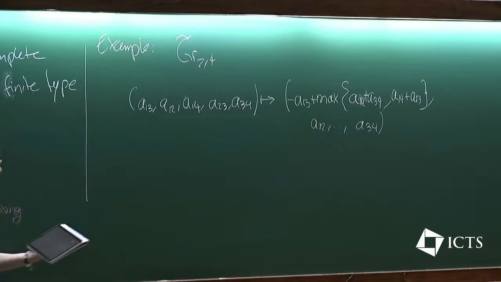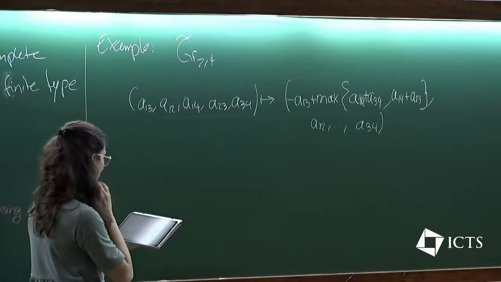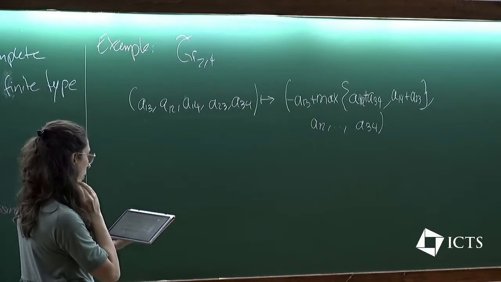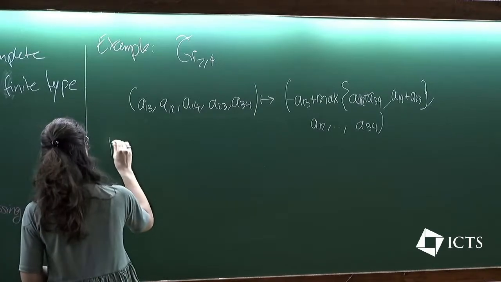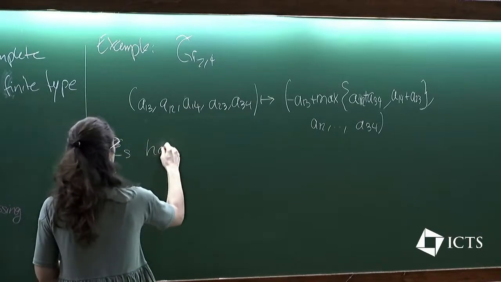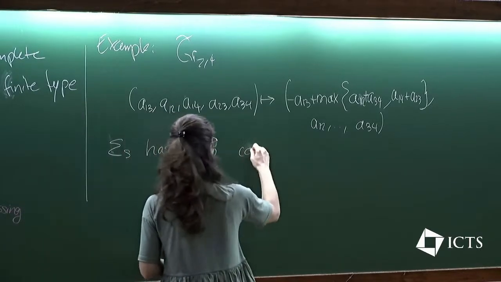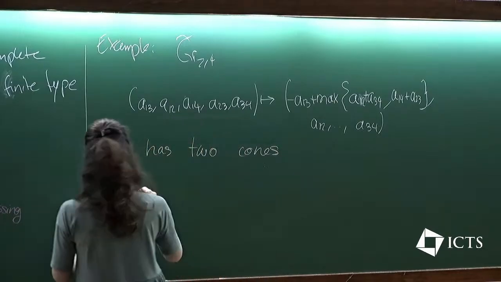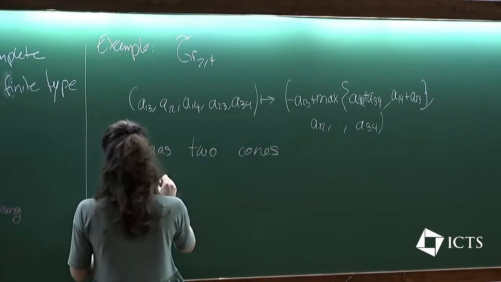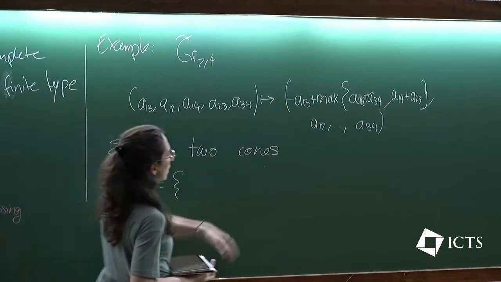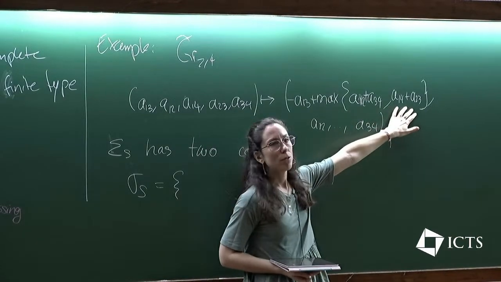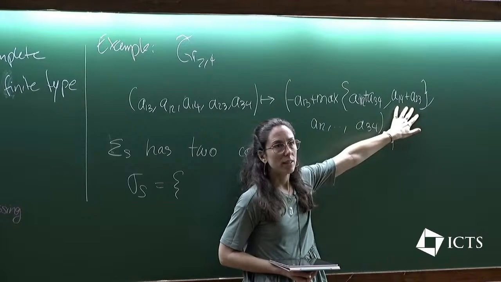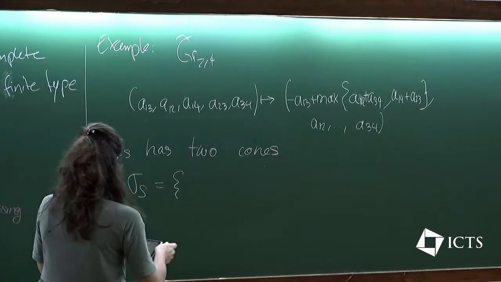So this is my map, and my cluster complex has the following 2 cones. Sigma S consists of all of those points where the maximum is achieved by the first term, and the other one of all the points where the maximum is achieved at the second term. So I have my tuple of points.